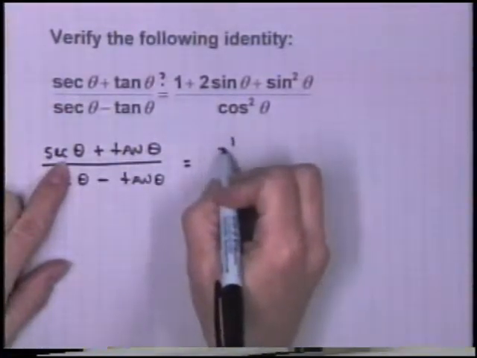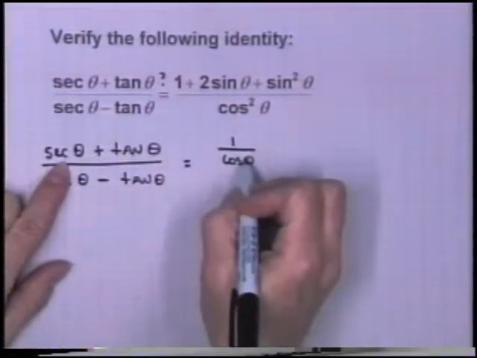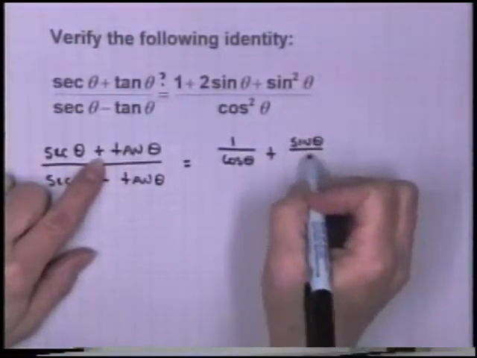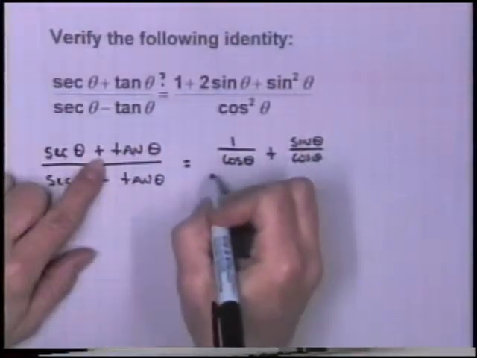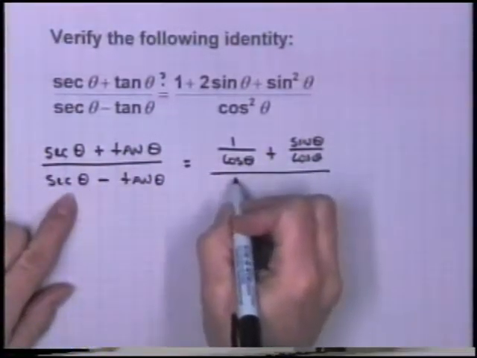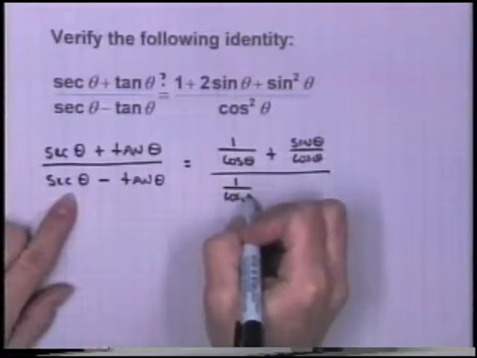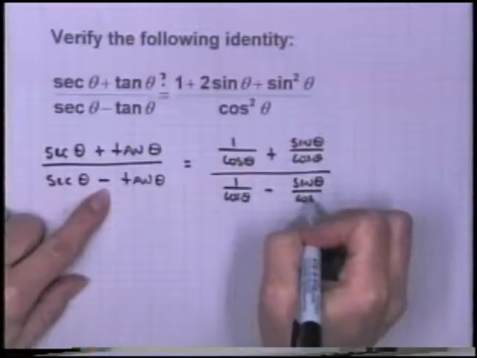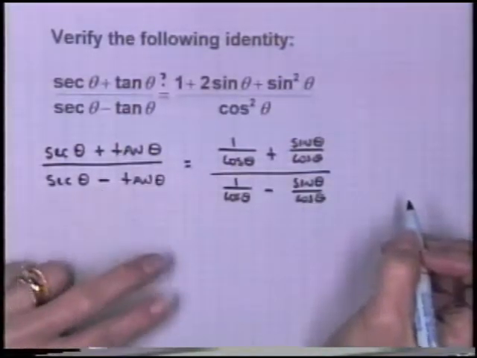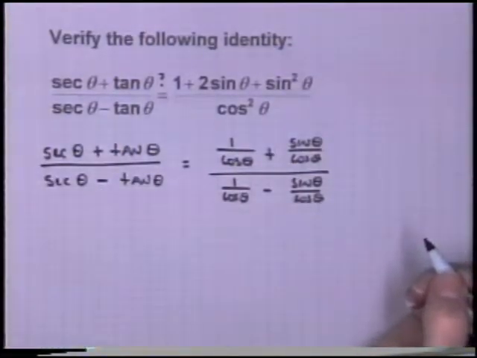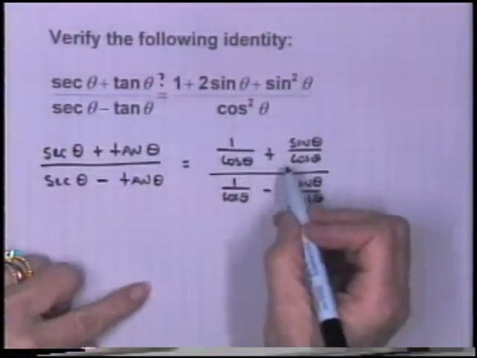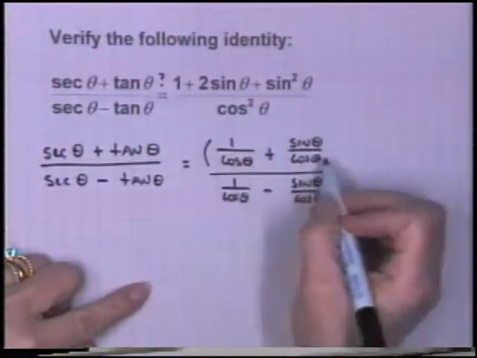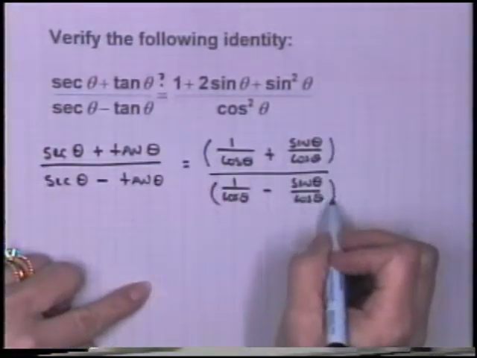And I'm just going to go ahead right away and convert. Secant theta is 1 over cosine theta. Tangent theta is sine theta over cosine theta. Down here, secant is 1 over cosine theta. This is minus sine theta over cosine theta, isn't it? Okay? Now, again, there's several things you could do at this point. You could combine these since these have the same denominator, and then invert and multiply. I'm just going to do that a little bit differently.